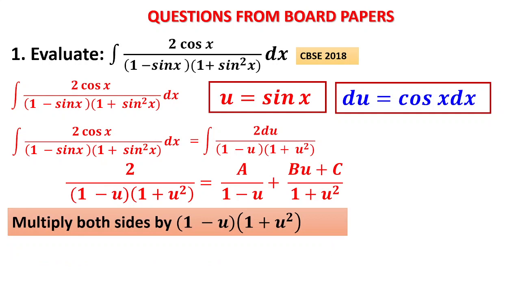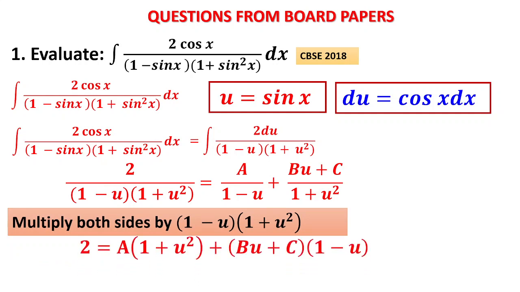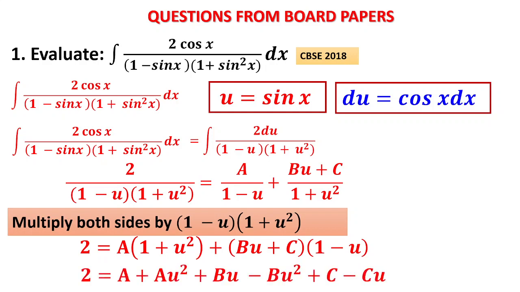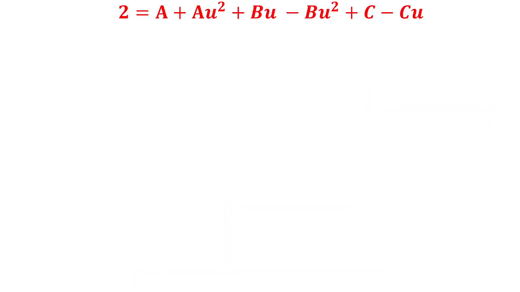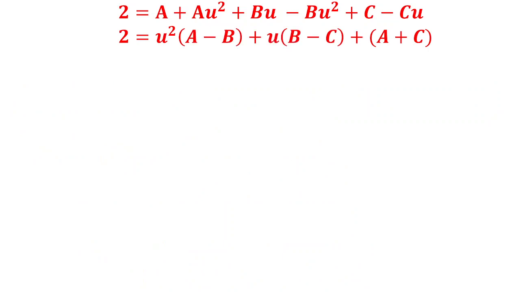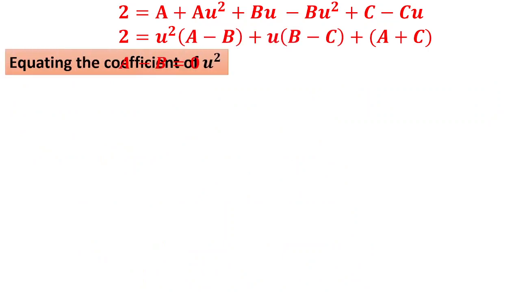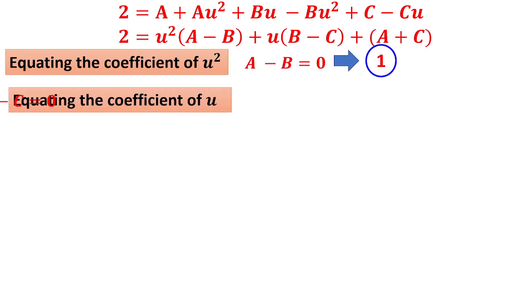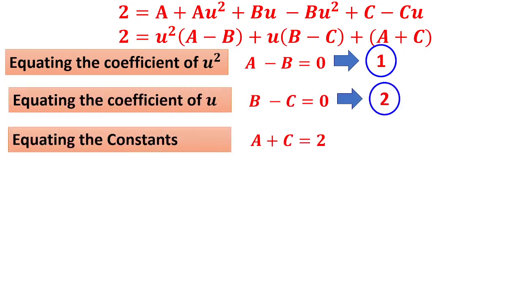Now, multiply both sides by (1 minus u)(1 plus u square). You will get 2 equals A into (1 plus u square) plus (Bu plus C) into (1 minus u). Now I am expanding it. Let me collect the coefficients of u square, u and the constant. Equating the coefficient of u square, you will get A minus B is equal to 0. Equating the coefficient of u, you will get B minus C is equal to 0. Equating the constant, you will get A plus C is equal to 2.